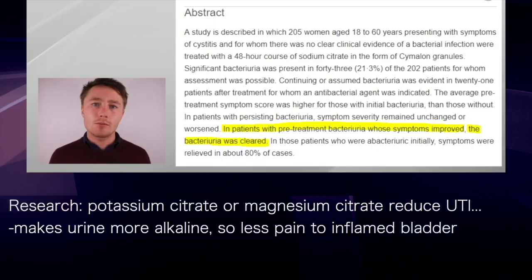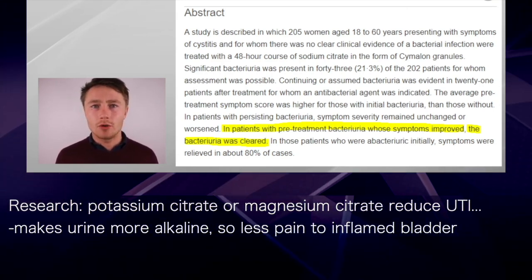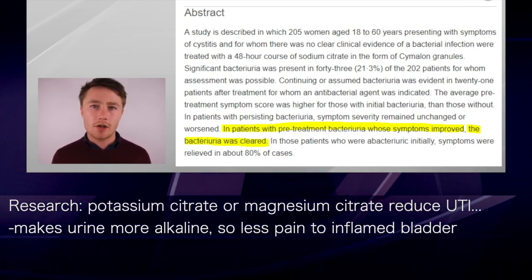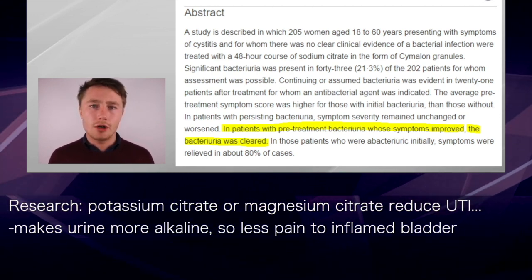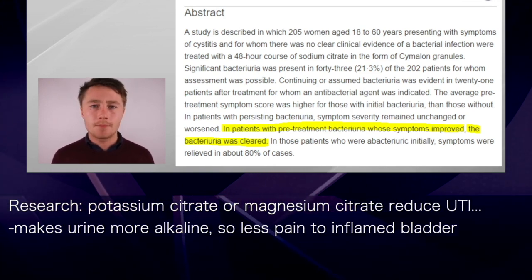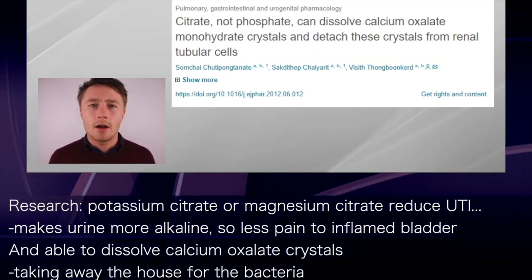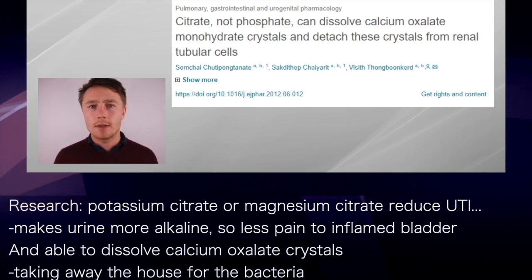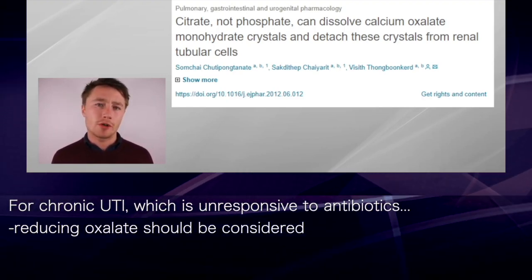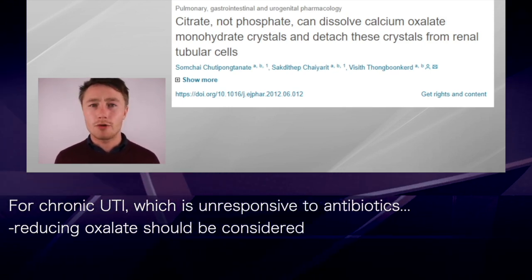Now, interestingly, there is some research to show that urinary alkalizers such as potassium citrate or magnesium citrate can be very effective in reducing the symptoms of urinary tract infections. It alkalizes the urine, and because the urine is more alkaline, it's going to cause less pain to an inflamed bladder, able to actually dissolve calcium oxalate crystals, taking away the house for the bacteria. So in cases of chronic UTI, which is practically unresponsive to antibiotic therapy, then I believe that oxalate is probably somewhere that people should really consider.